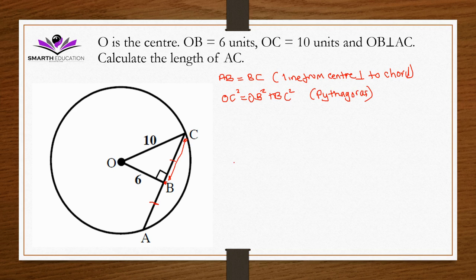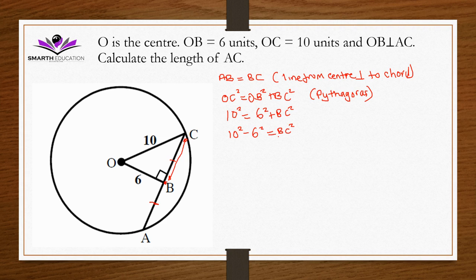Now we can substitute what we have here. I prefer starting with the Pythagoras theorem, then I can transpose things. But some people can straight away say BC squared is equal to OC squared minus OB squared. That is still fine, but I'll always start with the Pythagoras theorem. Now, OC is 10, so 10 squared is equal to OB, which is 6 squared, plus BC squared. That's what we're looking for. Then we can transpose 6 squared and say 10 squared minus 6 squared is equal to BC squared.